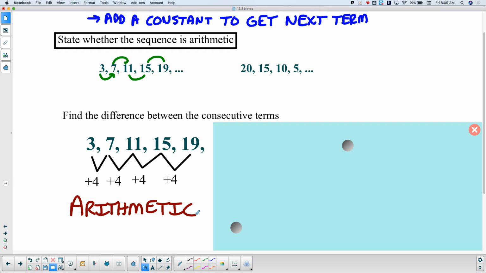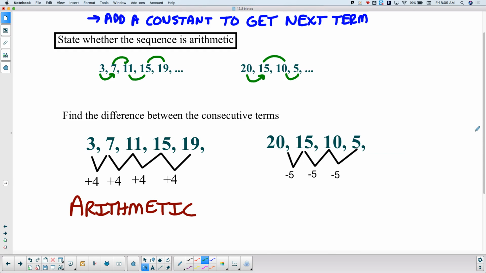What about this next one? Remember, you're adding. If I add to get from 20 to 15, what would I add? I'm adding a negative 5, because we're subtracting 5. So I would subtract 5 to get the next one, and subtract 5 to get the next one. Yes all the way through? If it's a yes all the way through, then yes, it is arithmetic.